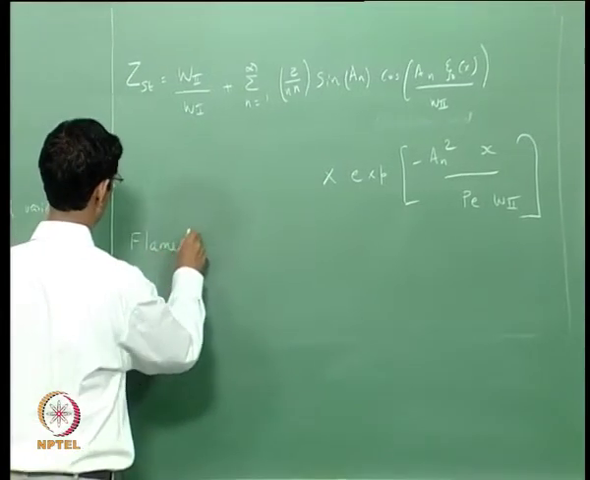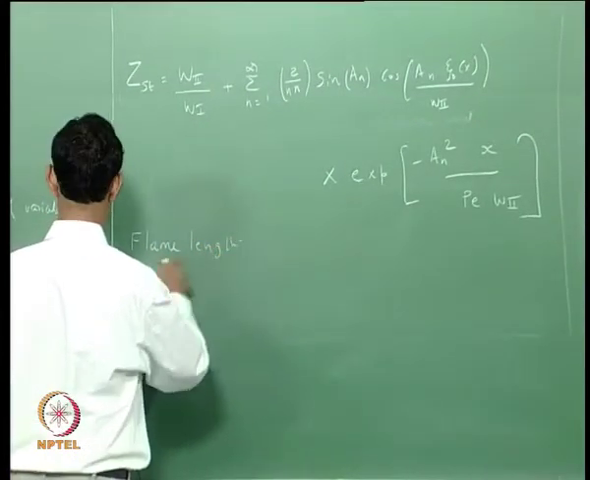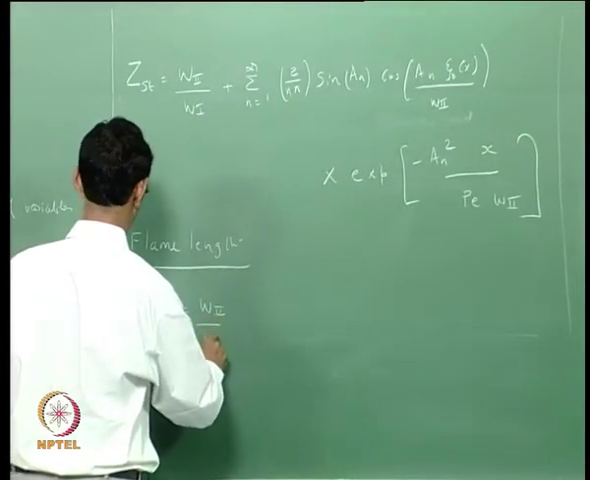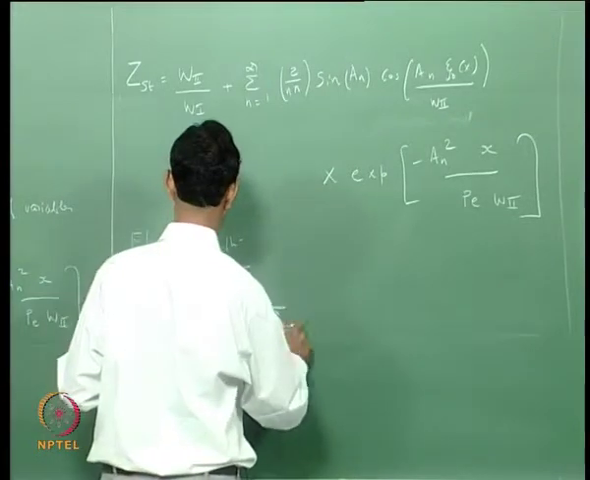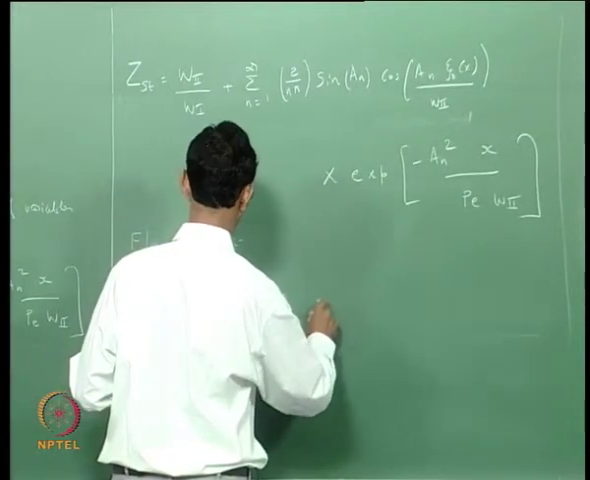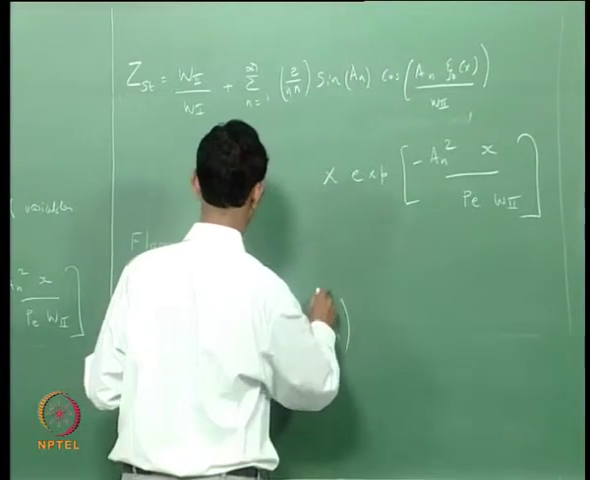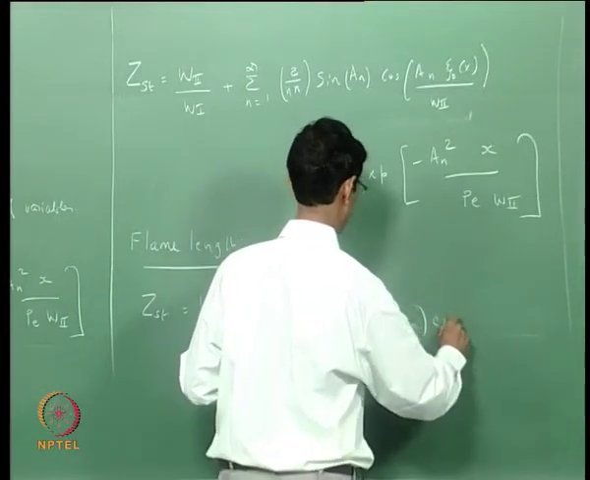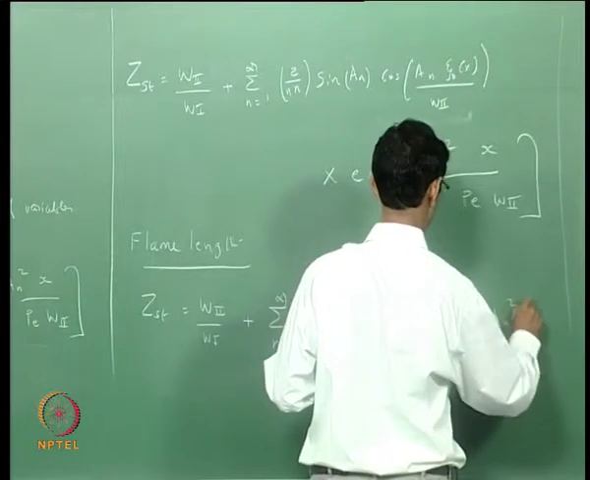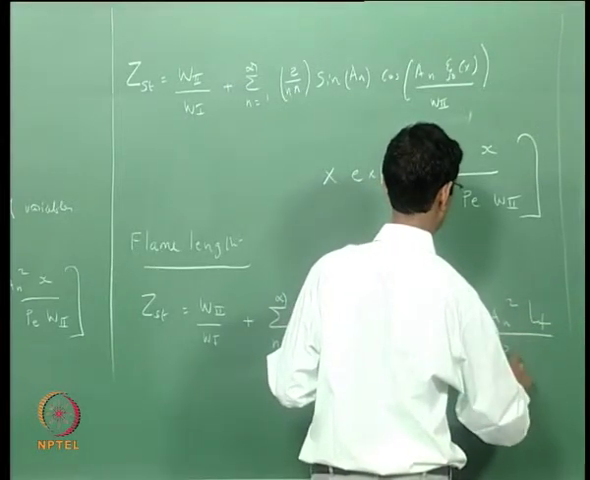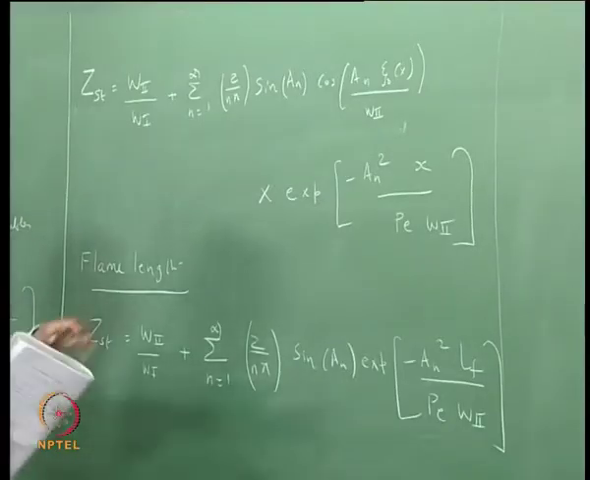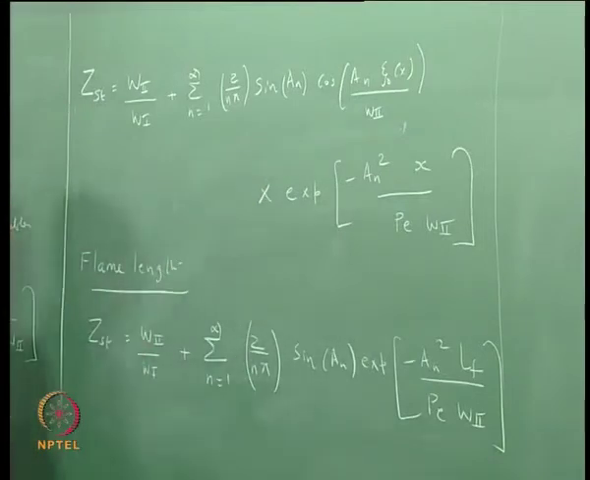So next we want to get the flame length. So we just have to put this term as 1, so that way you will get the maximum position, and that is the flame length.